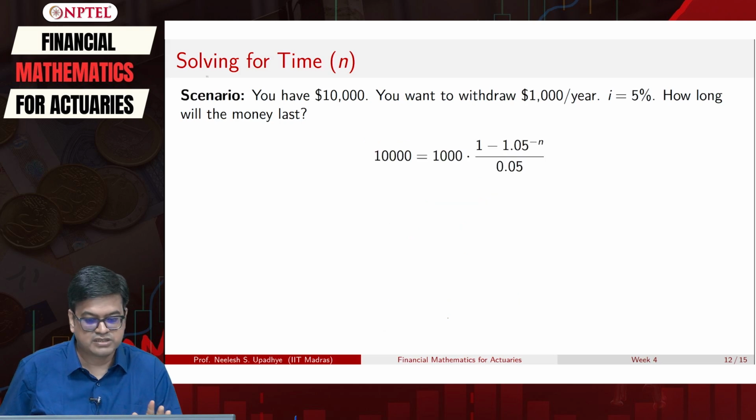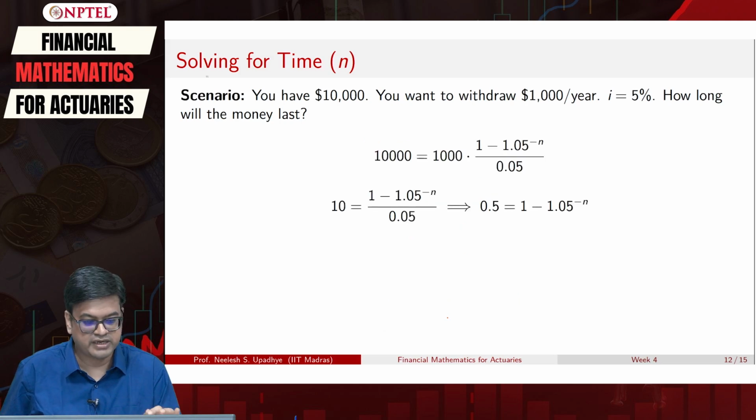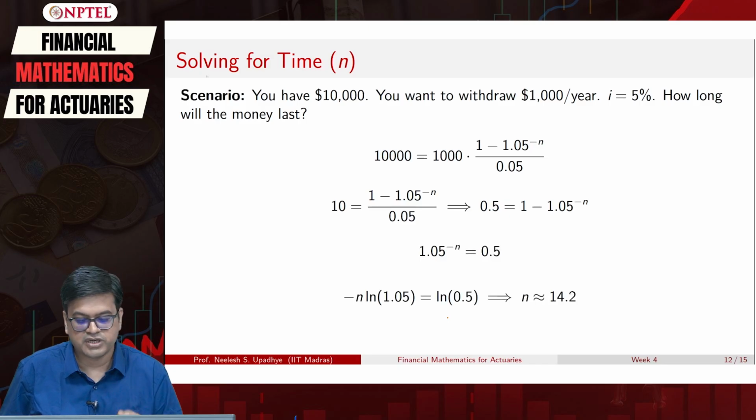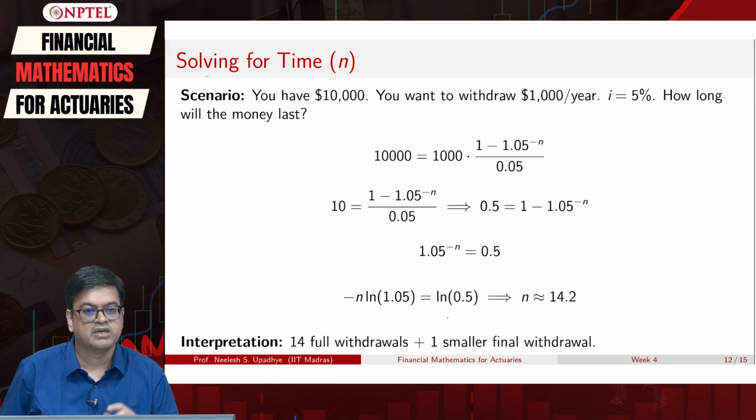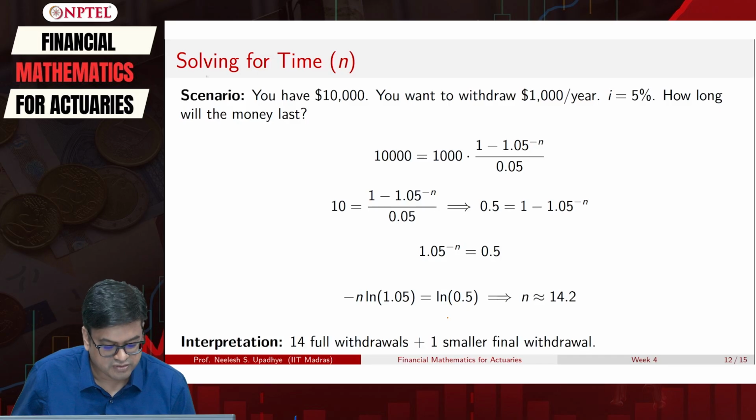I will demonstrate that math, whatever I did, in printed form. So this is 14.2 years. That means I will get 14 payments of $1,000. I will withdraw 14 times $1,000 and a partial sum will be given to me. So that's the final withdrawal.